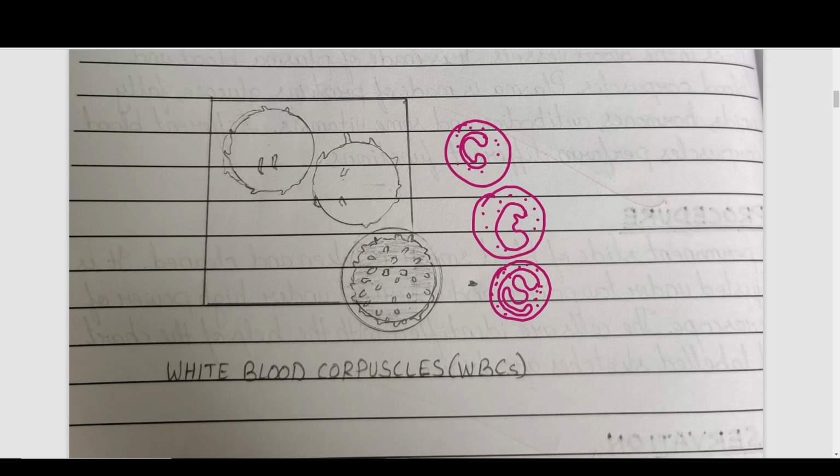Then agranulocytes are of two types, lymphocytes and monocytes. Lymphocyte is the smallest of the WBC. It contains the single but a large nucleus, whereas monocyte is the largest WBC and the nucleus is kidney shaped.